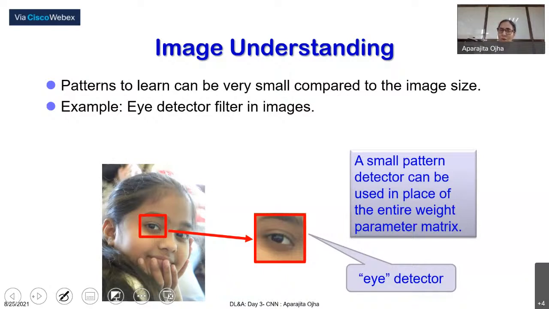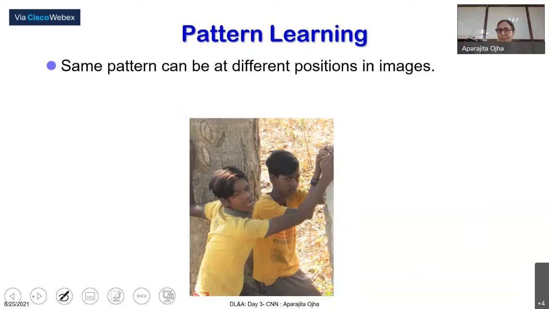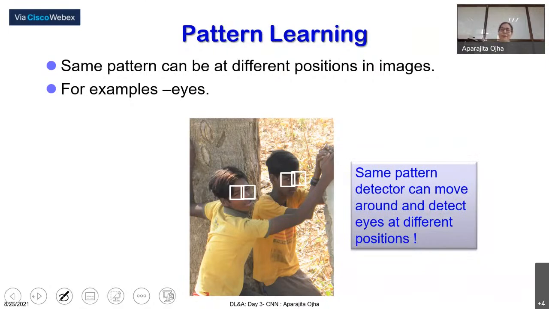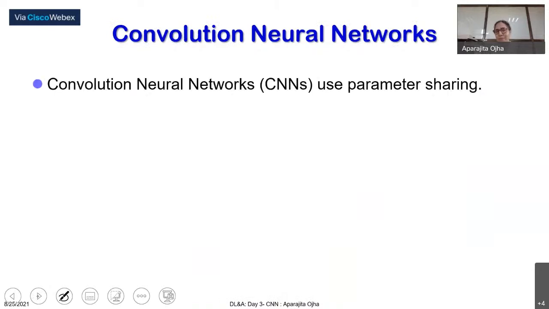You can use only a small portion, a small eye detector pattern detector. Now, if I look at this pattern, the same pattern can be at different positions in the image. For example, here in this case, eyes are appearing 4 times. So don't you think that the same pattern detector can move around the image to find the pattern at different places, right? Keeping this idea in mind, convolutional neural networks are defined.